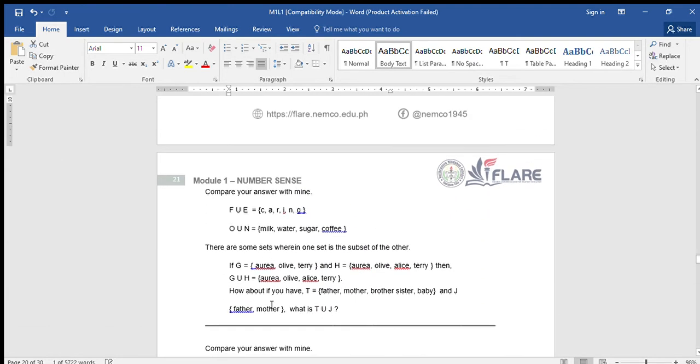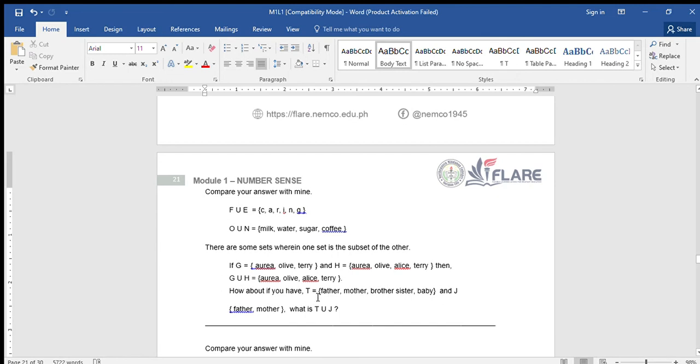Okay, next. There are some sets wherein one set is the subset of the other. So we have here, if G daw nato is equal to Aurea, Olive, and Terry, and H is equal to Aurea, Olive, Alice, and Terry, then ang ato G union H kay si, mag-una ta sa G, do not forget, Aurea, and then copy si Olive, and then si Terry, and then pag abot diri human naman si Aurea, Olive, and then Terry, so sunod dayon na to si Alice.